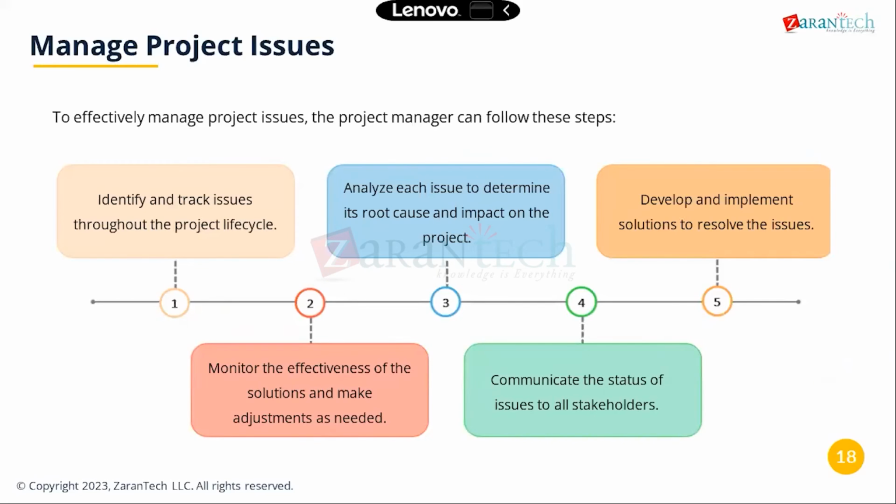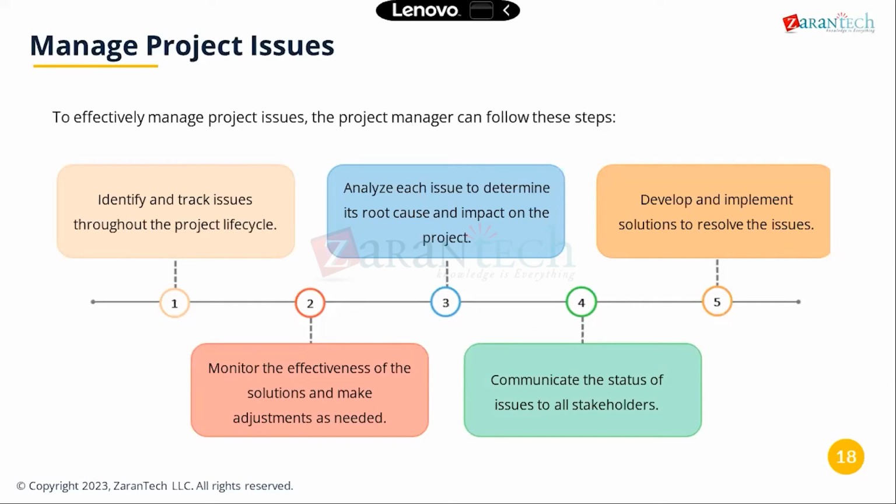Here again, there are 5 steps. First step is identify and track the issues. Here, we're keeping a record of all the issues that arise through the project. It can be creating an issue log or issue register that tracks each problem's status and priority. Monitor and adjust solutions: keep an eye on the effectiveness of the solution that is implemented, then be ready to make necessary adjustments to the solution if needed.